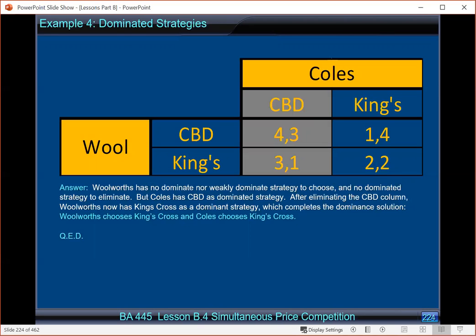So in this problem, if you were Woolworth trying to figure out which row you should choose, you'd have a problem, because if you compare the first row to the second one, you see if Kohl's picks the first column, then the first row is better, but if Kohl's were to pick the second column, then the second row would be better. Neither of these two rows is dominant over the other one, and so you're stuck.